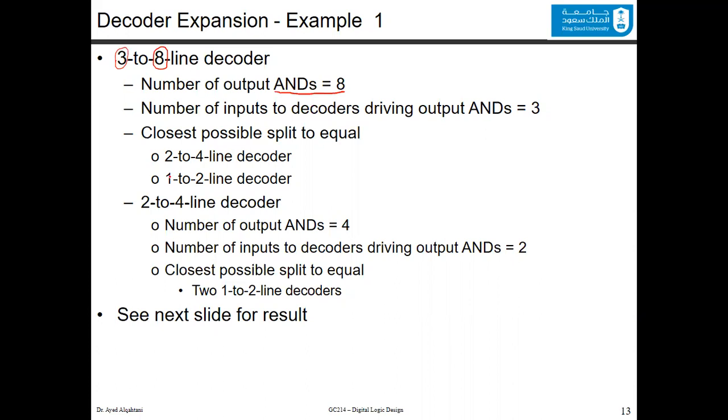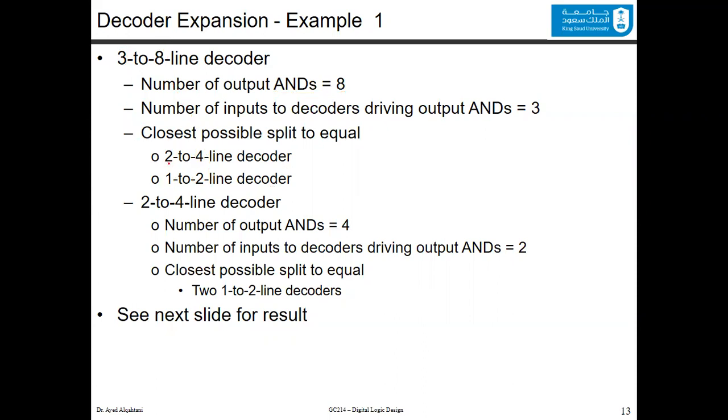And to see this split and how it is matching the 3 to 8 line decoder, you can add those numbers. 1 plus 2 is equal to 3. And you multiply the outputs. 2 times 4 is equal to 8. So that's one of the possible splits.